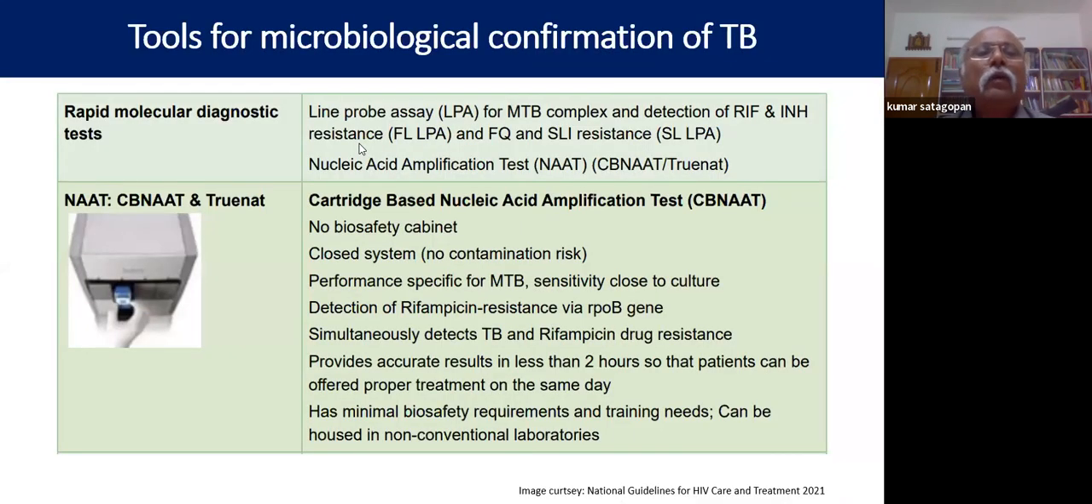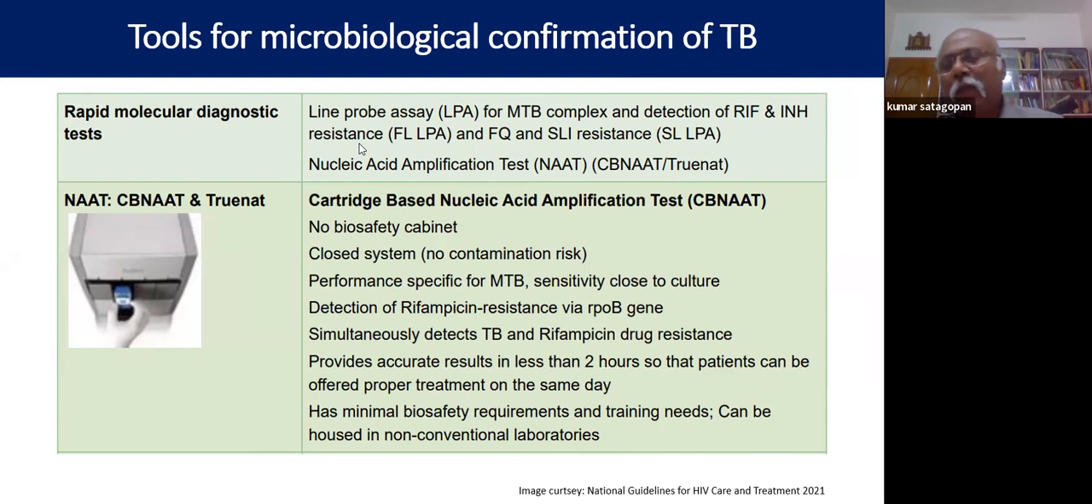So there are tools available. CB-NAT, cartridge-based nucleic acid amplification technique. There is no big biosafety cabinet or infrastructure involved, and no need for big technical expertise. The lab technician can easily load the system. It detects resistance via the rpoB gene. There are 5 probes: the first 2 probes detect TB, and the remaining ones detect drug resistance. Within 2 hours, you can get the result in a printout.